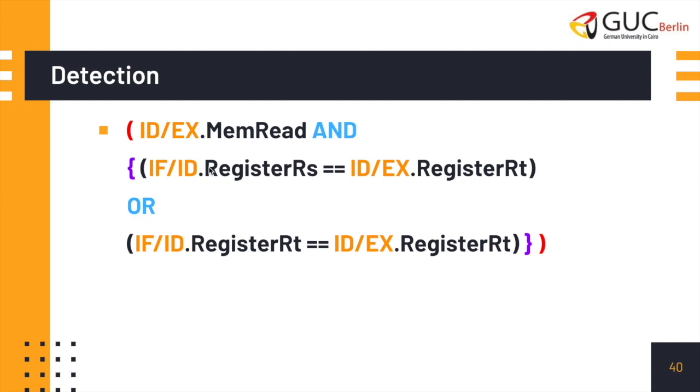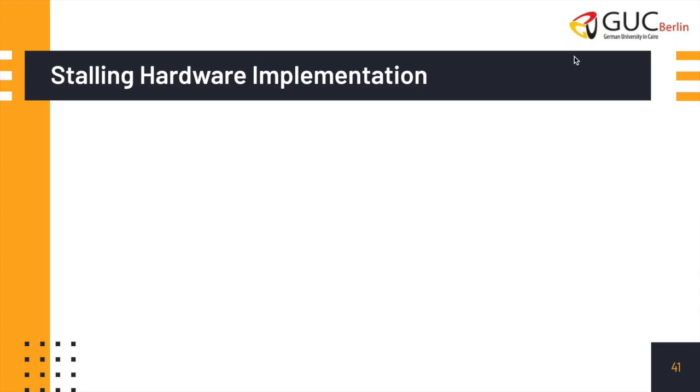Therefore, I have an OR because one of these equalities, RS equal RT or RT equal RT, will result in stalling, taking into consideration that we have a load instruction and the mem read signal is 1. Therefore, here it's an AND, but now I'm choosing whether I'm checking RS, the first operand, or RT, the second operand, is equal to the target of the load instruction. So we tackled how to detect that we need to stall.